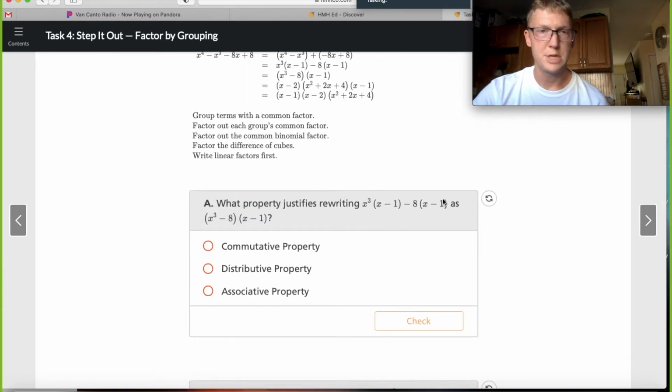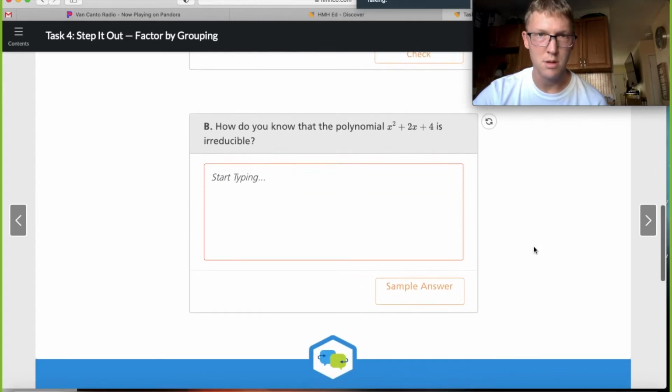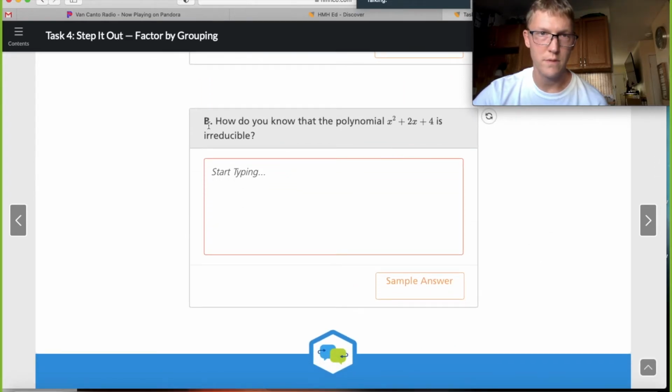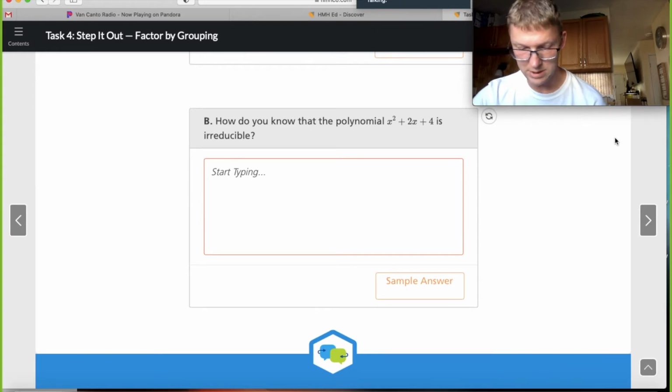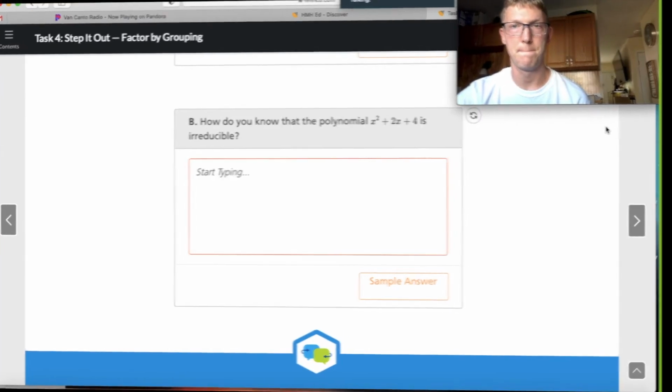So what property justifies this? Most of this stuff is the distributive property. If you move stuff around, that's the commutative property. And how do you know that the polynomial x squared plus 2x plus 4 is irreducible? We kind of talked about that. We looked at the multiples here, and we could not get them to add up or subtract up to anything like that. So that's how I knew it was irreducible.